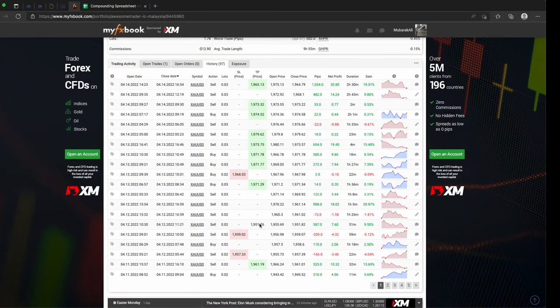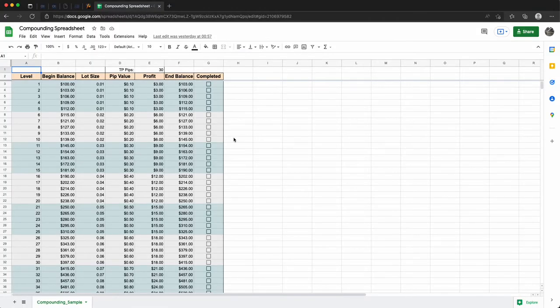Last thing I would like to say is this compounding Excel sheet. If you see this compounding Excel sheet, this is the challenge that I gave myself, and I'm following it currently. This compounding sheet is awesome. I created this sheet. The lot size I have created manually. You can use a formula, I have the formula, but formula calculation doesn't work as you want it to.